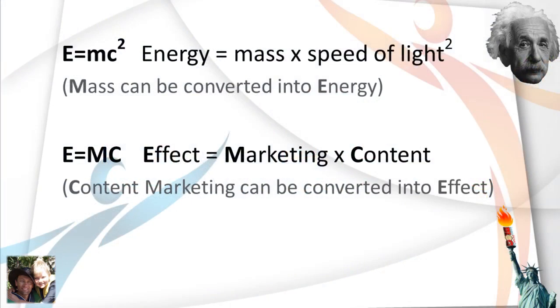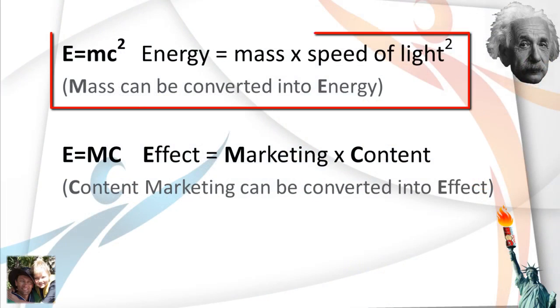And just to finally compare the two, Albert Einstein's theory of relativity, E equals mc squared, energy equals mass times speed of light squared, meaning that mass can be converted into energy and energy can be converted into mass. Great, we know that now. We did the coal and the uranium and we can see that they got different efficiency ratios.